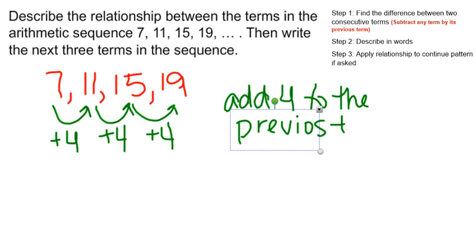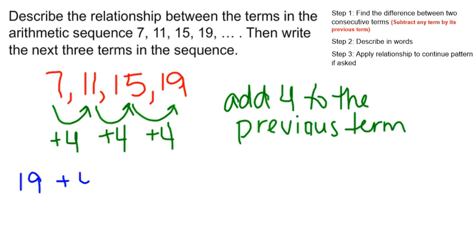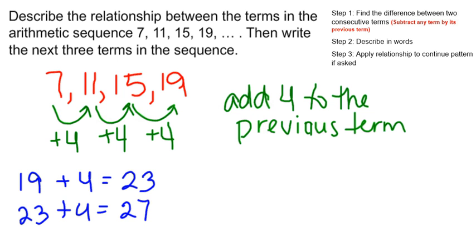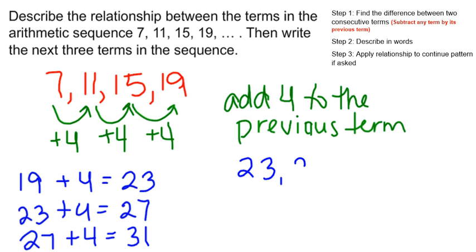Previous term. Okay, so now we're just going to extend. We're going to start with 19 and add 4. That gives us 23. And then take our 23, add 4 to that, and that gives us 27. And then we're going to take our 27, add 4 to that, and that gives us 31. So our next three terms are 23, 27, and 31.